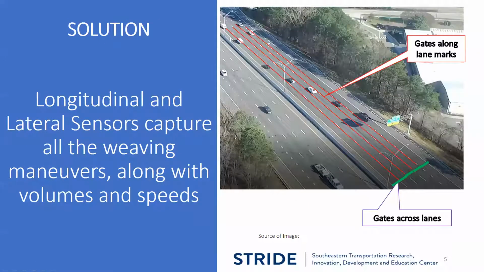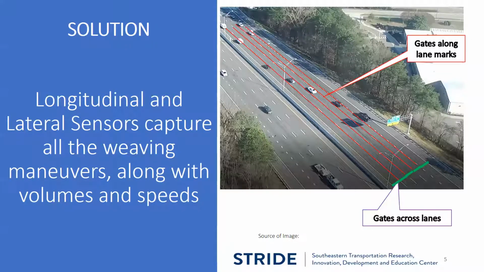The solution was for us to internally develop on those video systems some gates, and we have two types of gate that we have developed. What we call crossing gates and longitudinal gates.